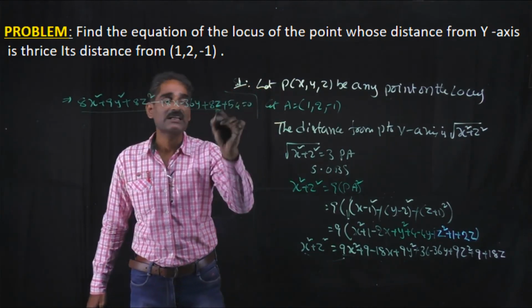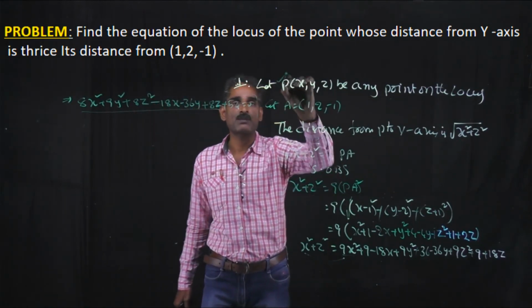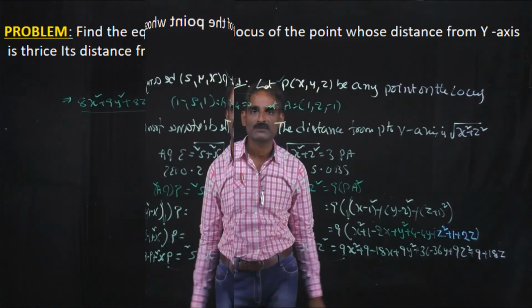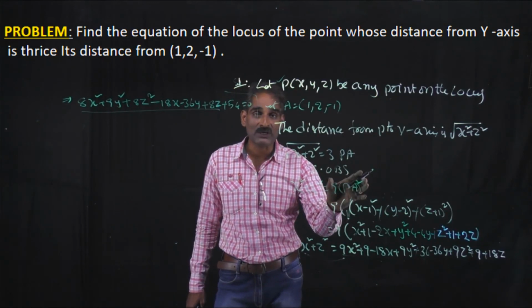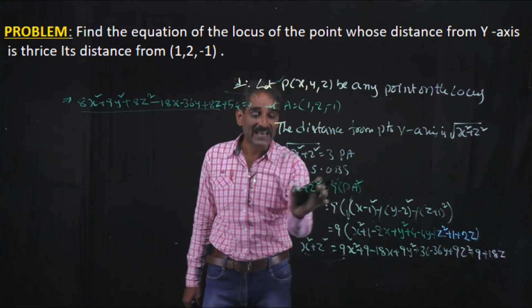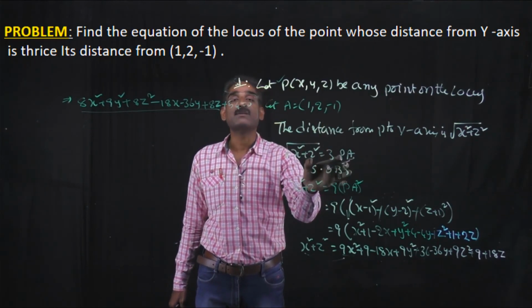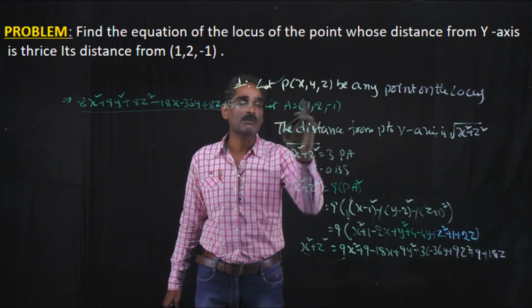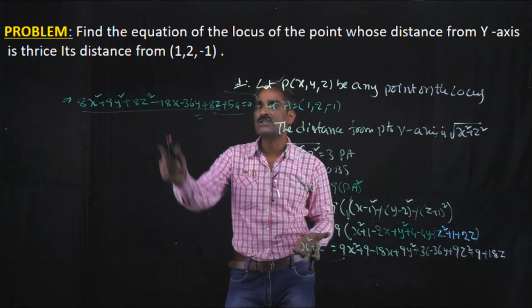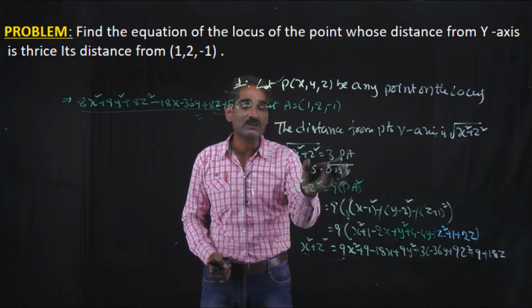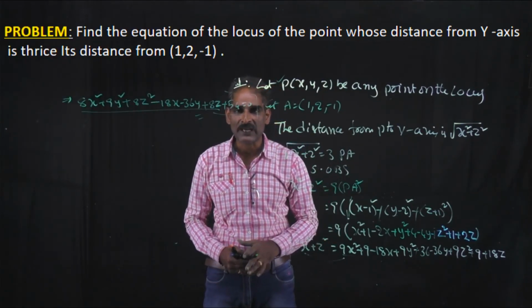This is the equation of the locus of the point in this problem. Here the condition is very, very important: the distance from the point to the y-axis is thrice the distance from the point to the given point A. This is the equation of the locus with respect to this condition. Okay, right, thank you.